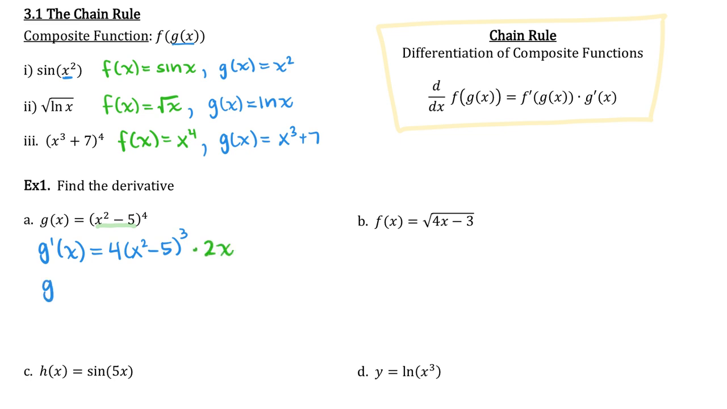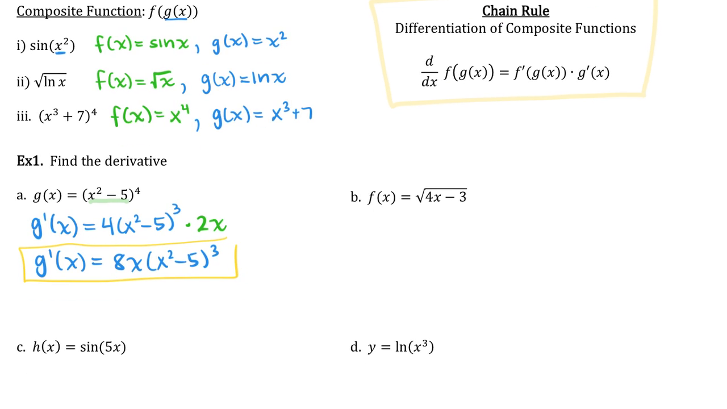Okay, I'm going to just simplify it a little bit and then leave it be. The 4 times 2x is 8x times x squared minus 5 to the third. And I'm not going to distribute it out because it is in no way helpful for me to do that. And now let's consider the next one.